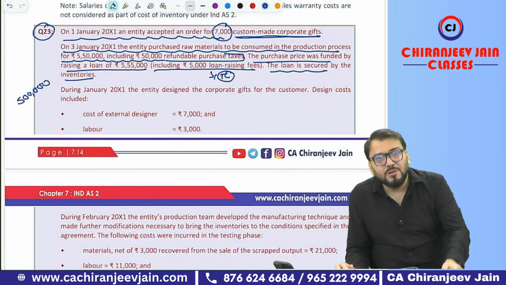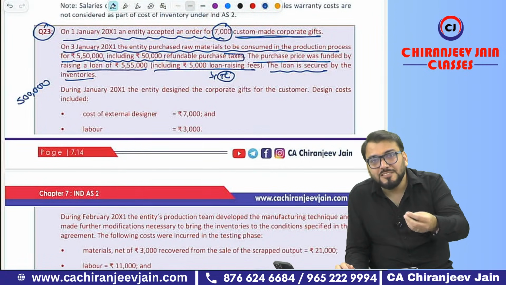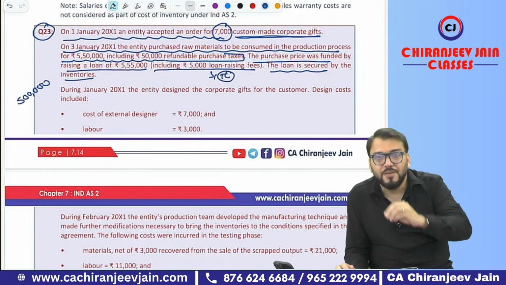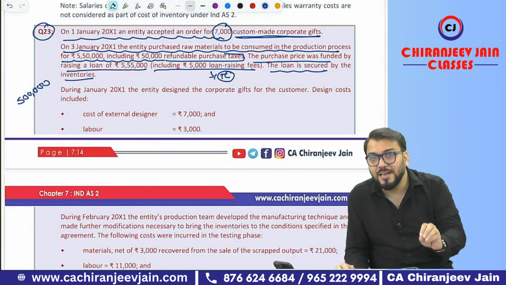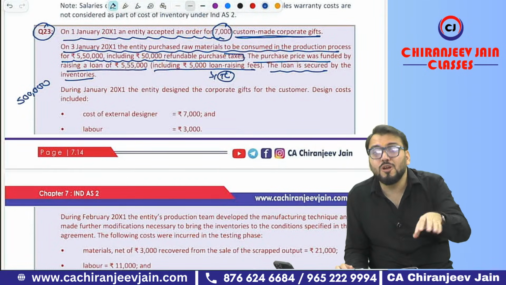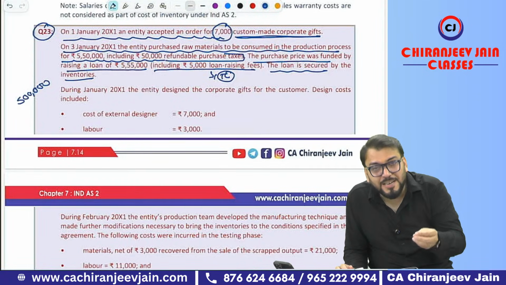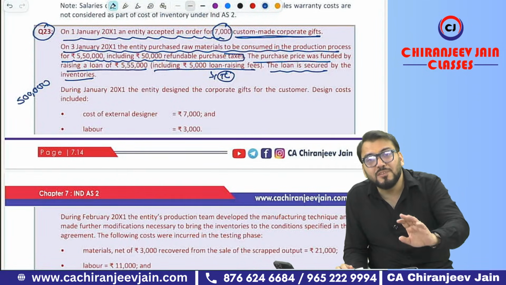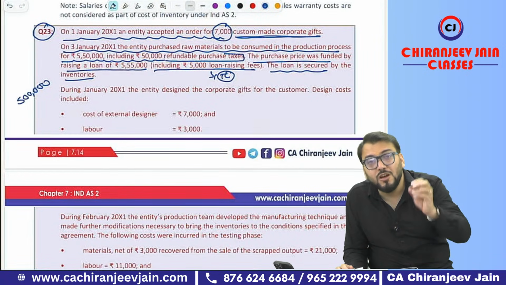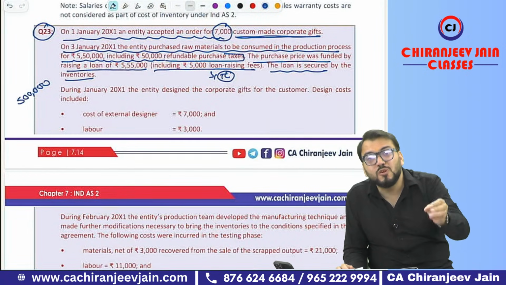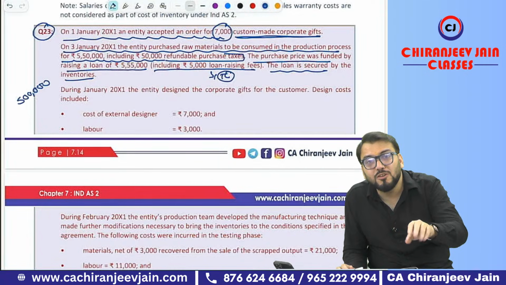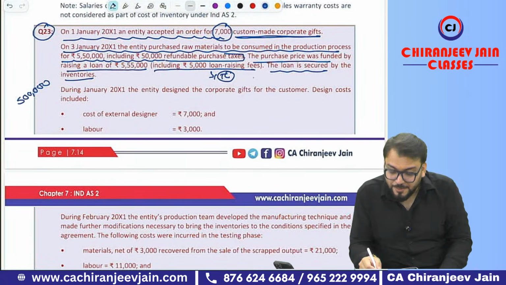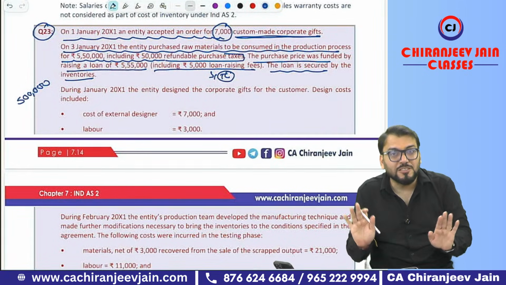Now try to understand, whenever they have given some borrowing for inventory and the question is silent, we will always assume inventory is not a qualifying asset. It means borrowing cost will not be capitalized. If they have not given whether it takes a substantial period of time or not, from the examination point of view we always assume that inventory is not a qualifying asset, and that borrowing cost will always be charged to PL account as an expense. It means this borrowing cost will not be added to the cost price of inventory.